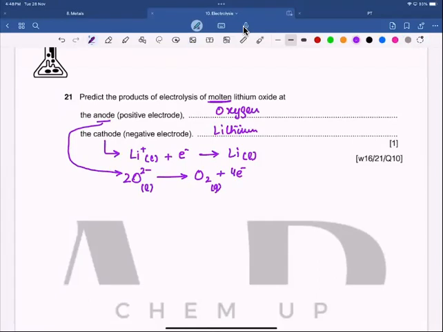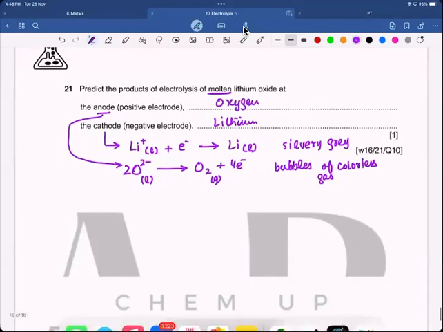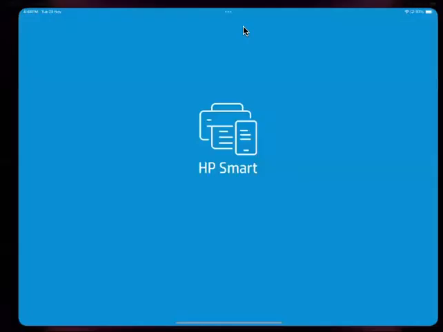Now observations. What will be the observation over here? Silvery gray liquid, and over here bubbles of oxygen gas. Bubbles of colorless gas. Is this clear to all of you? Yes, sir. If anyone of you has any question, you guys can ask. Okay. Now then, yeah, sure.